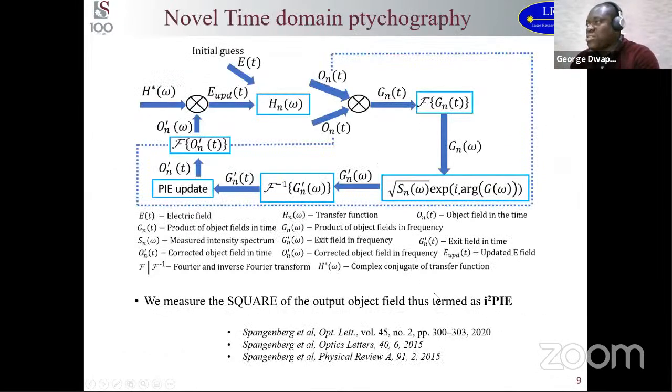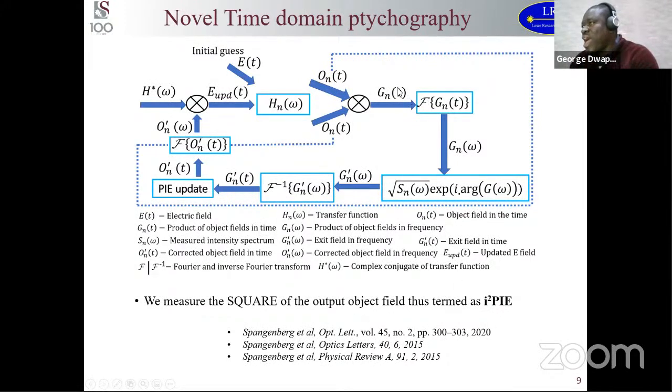So in view of that, the I squared PIE technique. Basically, you also have a certain transfer function where you come in with an initial guess, and then you create an output field in time. Now you convolve this field with itself to generate an object field in time. Because you measure the square of the output field, that is why we have an I squared. So basically it's the intrinsic square of the ptychographic iterative engine, that's the full meaning of I squared PIE.